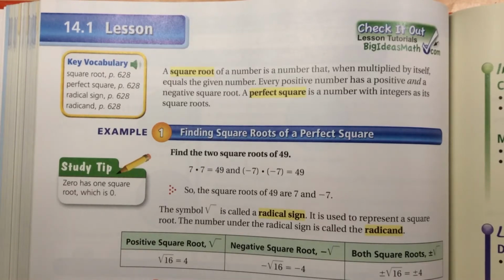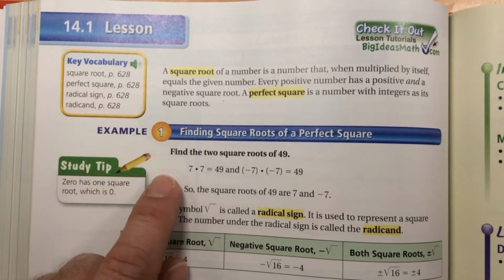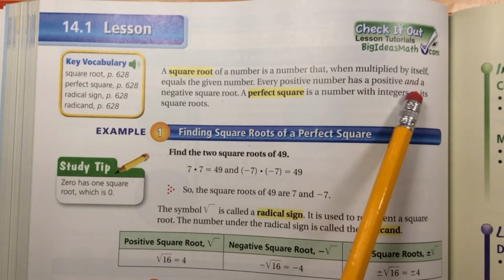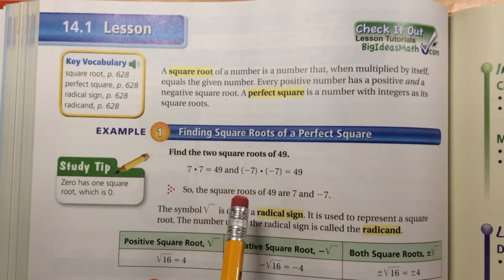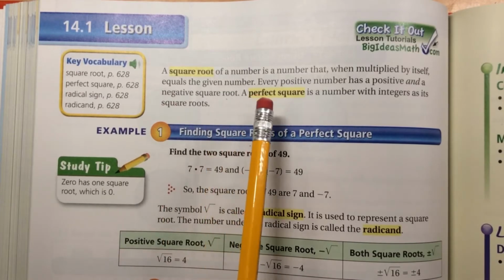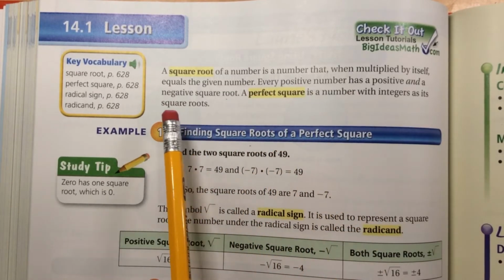Okay, this is lesson 14.1, which is on page 628 in your textbook if you are following along. It starts out, we're talking about square roots. A square root of a number is a number that when multiplied by itself equals the number given. Every positive number has a positive and a negative square root. A perfect square is a number with integers as its square roots.